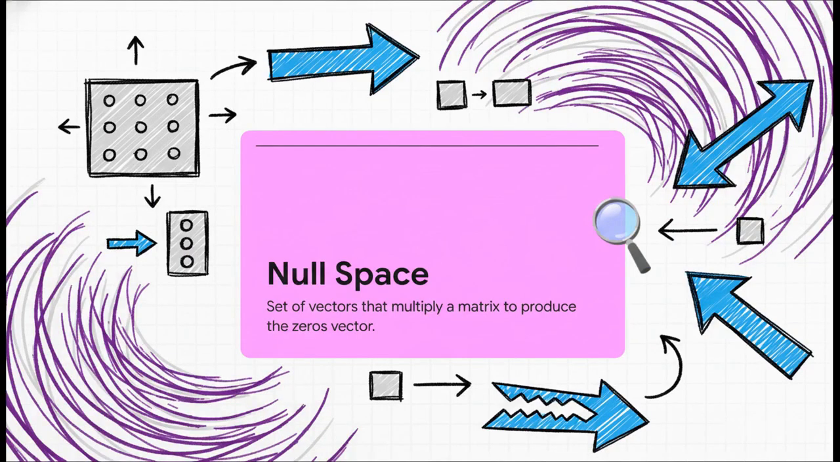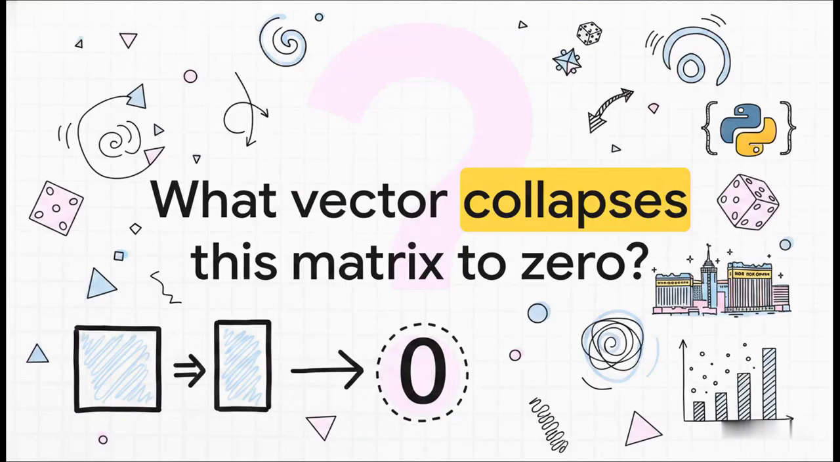Formally, the null space is the set of vectors that multiply a matrix to produce the zeros vector. It might seem like a mathematical black hole, but it's actually the keystone for finding eigenvectors later on. And just as a quick anatomical side note, if you transpose your matrix first, the vectors that collapse that to 0 make up what's known as the left null space.